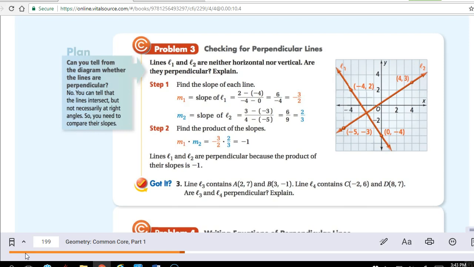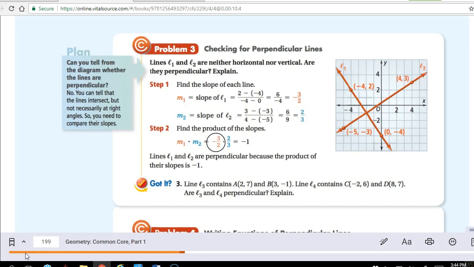Now, same goes for the slope of line 2, which is this one right here. We're going to use these 2 points because these are the 2 points that are on this particular line. So again, it's the difference in the y values, 3 minus negative 3, over the difference in the x values, which is 4 minus negative 5. Again, 2 negatives make a positive, so that ends up being 6 over 9. And again, 3 will go into both of these numbers, so that simplifies into 2/3.